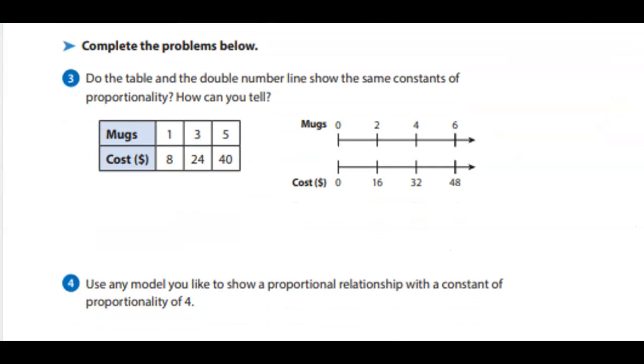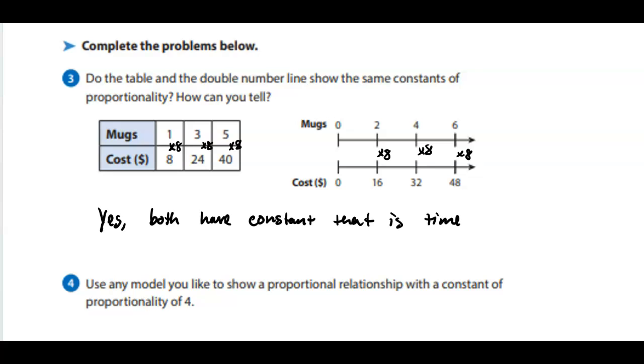Number 3, the table and the number line show the same constant proportionality. So here, this is just times 8. 3 times 8 does give you 24. 5 times 8 does give you 40. 2 times 8 does give you 16. 4 times 8 does give you 32. And 6 times 8 does give you, yes. So they do. Both have a constant of proportionality. That is times 8.